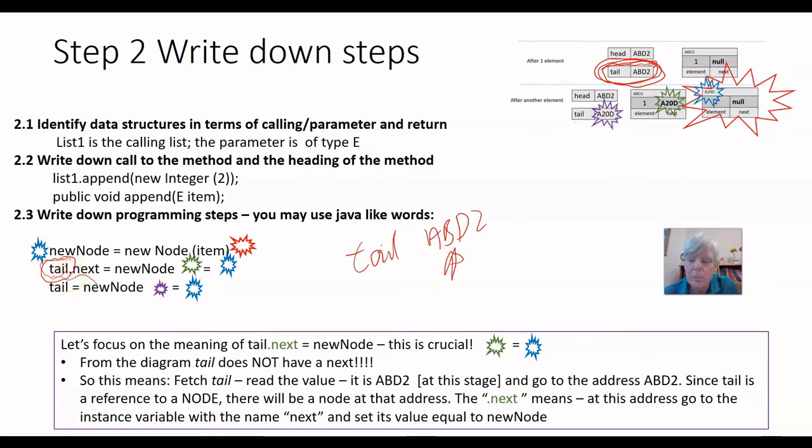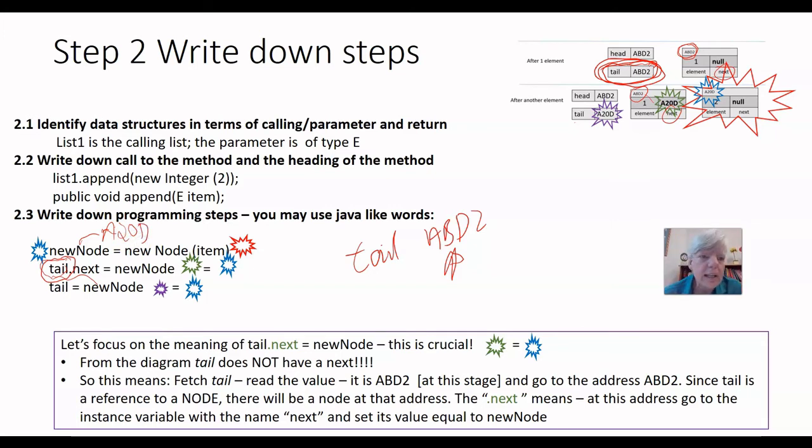Go to that dot. Read it as go to. Go to that address. Okay, where is that address? ABD2. Here it is. Go to that address. Go there. Now I'm there. There's an element and a next. And find the next at that address, and store into that. Set that equal to new node. What is new node? New node's value, if we use my value, is A20D.